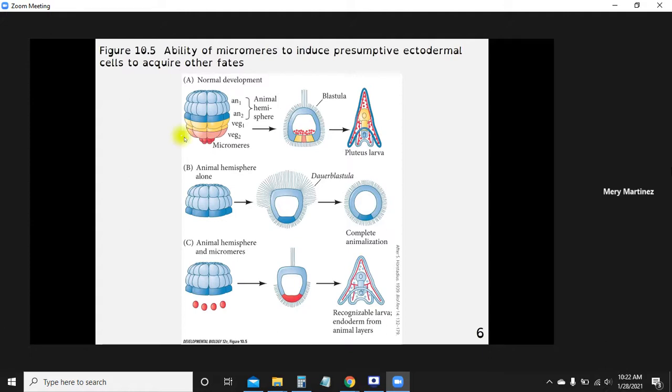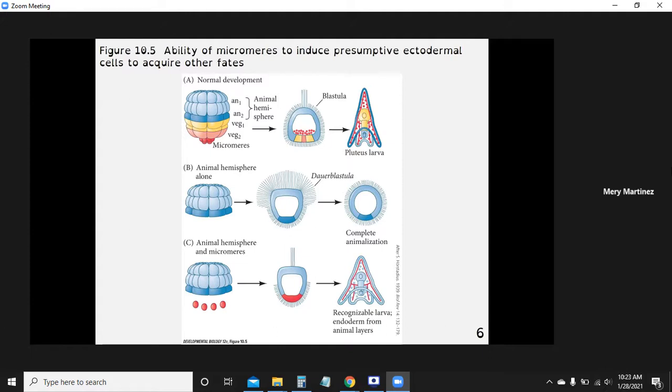So here we have the micromeres in red. Here, this is the free swimming blastula. We see the cells, right? And we see how they go inside, right? And we want to see all those movements in a couple of minutes. And then become the skeleton. It is pretty, right?